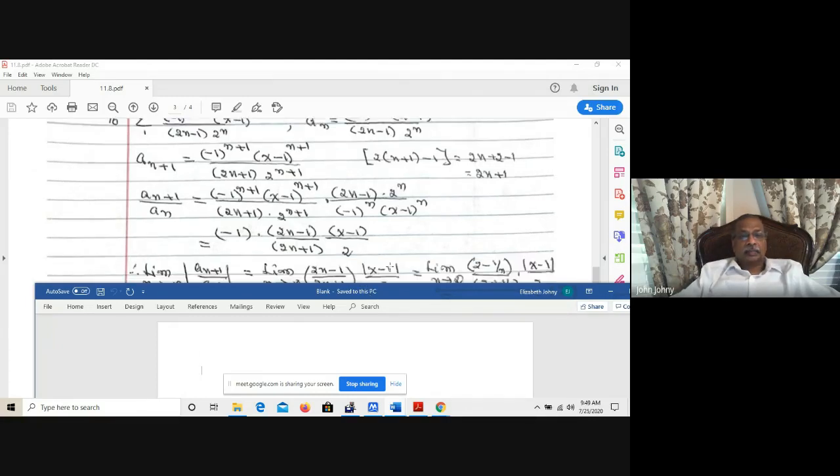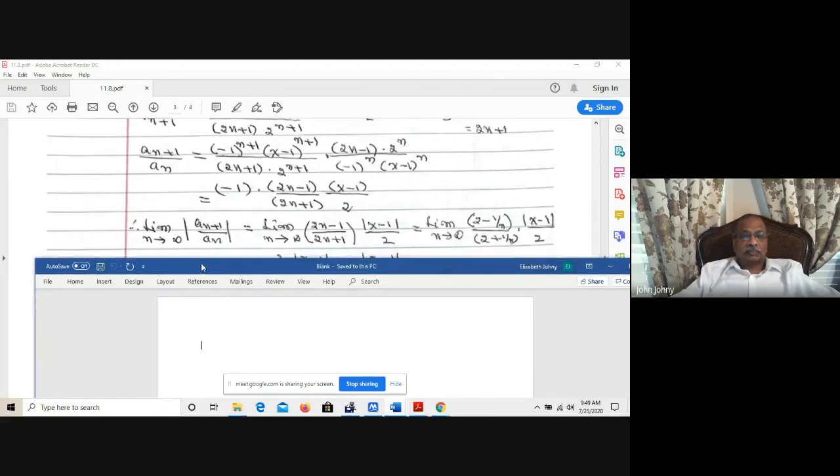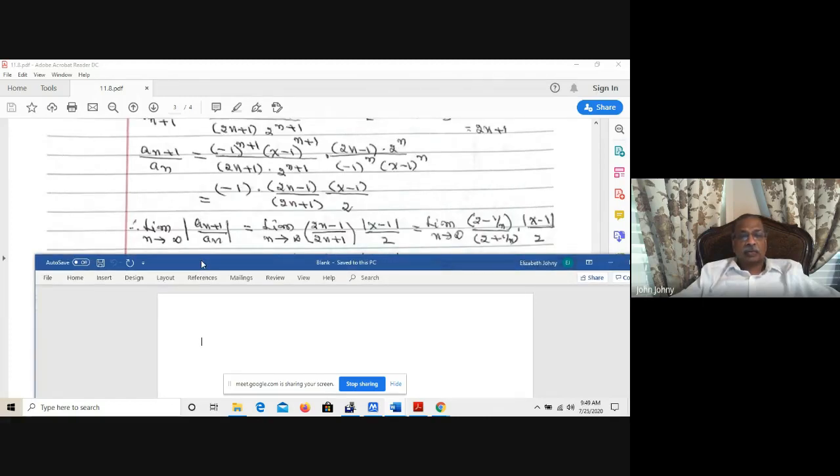Now you find the limit. Limit as n approaches infinity of the absolute value of a(n+1) over a(n) is limit as n approaches infinity. This is absolute value, so discard the negative sign. 2n minus 1 over 2n plus 1 times absolute value of x minus 1 divided by 2. And as usual, you divide numerator and denominator of that rational expression by n. It becomes limit as n approaches infinity of 2 minus 1 over n over 2 plus 1 over n times absolute value of x minus 1 divided by 2.